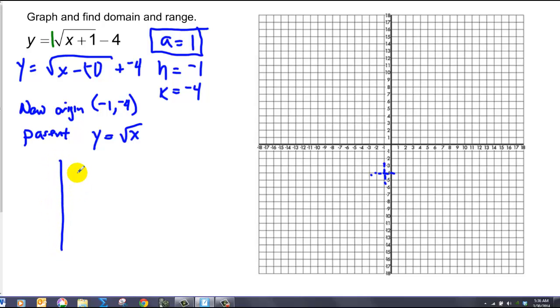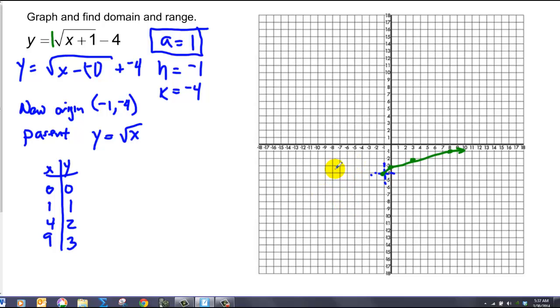Parent function, root x, I have x and y's 0, 0, 1, 1, 4, 2, 9, 3, once again, and I'm going to graph these values from my new origin. So here would be my 0, 0. If from this new origin I move over 1 and up 1, over 4 and up 2, over 9 and up 3, I get a graph that looks like this, and it looks like a square root function.